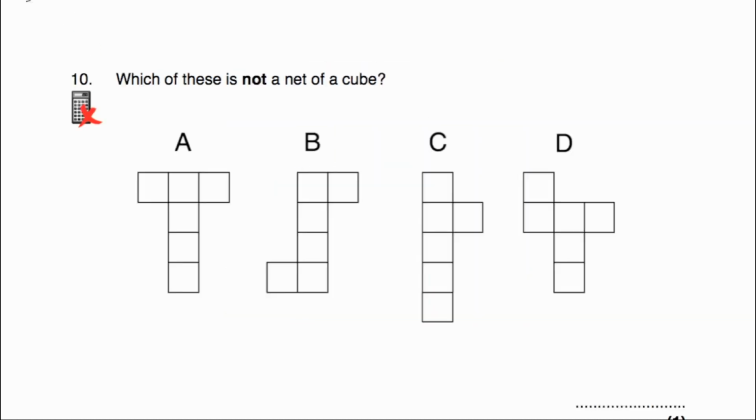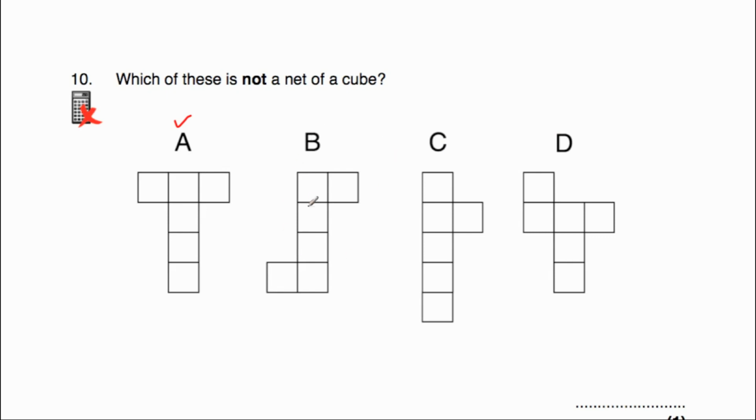Okay, question number 10. Talking about cubes, we have a question where we've been given 4 different nets, and we've been asked which one of them is not the net of a cube. So we know that A is, we've just talked about that one, so A is the net of a cube. So one of these, either B, C, or D, will not be the net of a cube.